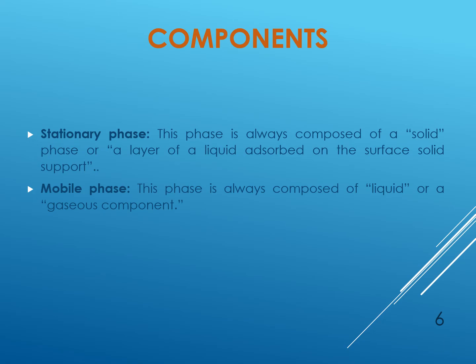Then we will move towards the mobile phase. A mobile phase is composed of liquid or gaseous components, and it is also considered the moving phase, which is continuously moving through the column. It enters along with the sample or analyte components, and then moves out of the column, and at the end we have the separated components that are being separated from the sample mixtures.